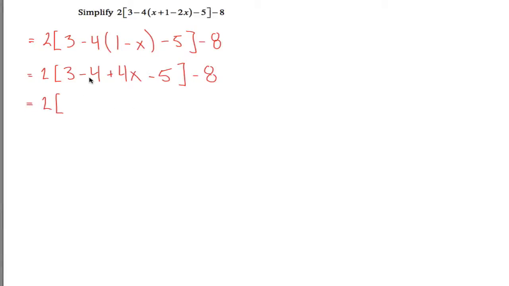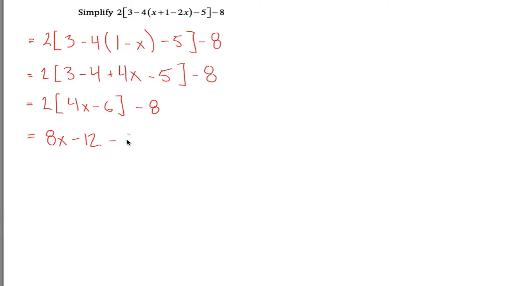I have a 3 minus 4 gives me -1, and then -5 more gives me -6. So what I have inside the parentheses is 4x minus 6. And then outside of the parentheses, I still have that -8. Now to get rid of these brackets, I can distribute the 2 inside the brackets. 2 times 4x is 8x, and 2 times -6 is -12.